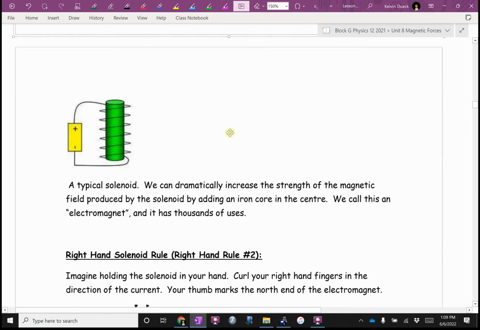Here's a typical solenoid. Oh, and we learned a long time ago that instead of just having the coil of wires around air, if you put a piece of iron in the middle, it dramatically increases the strength of the electromagnet, because the iron itself becomes a magnet. So we call this an electromagnet, and it has thousands, I should really say almost millions of uses. If you've ever seen, for example, videos of a big crane that can magnetically lift old cars, junk cars, and pick them up, that's an electromagnet. That's why that thing is always round shaped. It's a whole bunch of wires wrapped around and around and around.